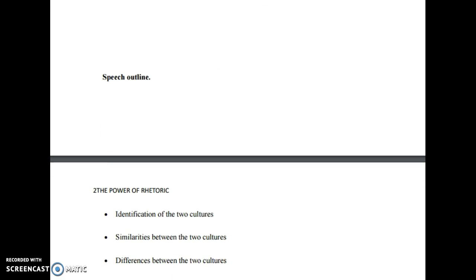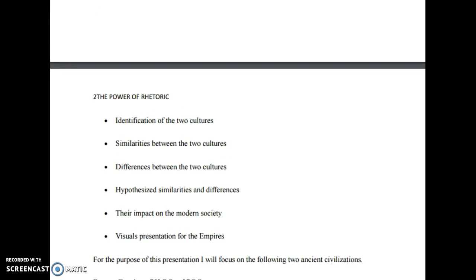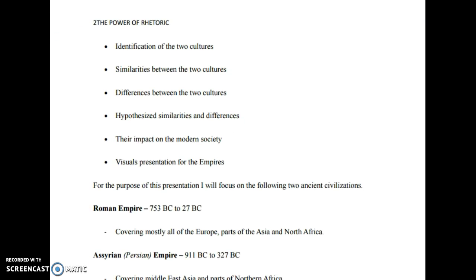I'm going to look at two great ancient civilizations or cultures. Before I start, I would like to have an outline of my speech. I will identify the two great cultures, similarities between the two cultures, differences between the two cultures, hypothesized similarities and differences between these two cultures, then their impact on modern society, and then to conclude, I will be looking at some of the visual presentation regarding the two empires.